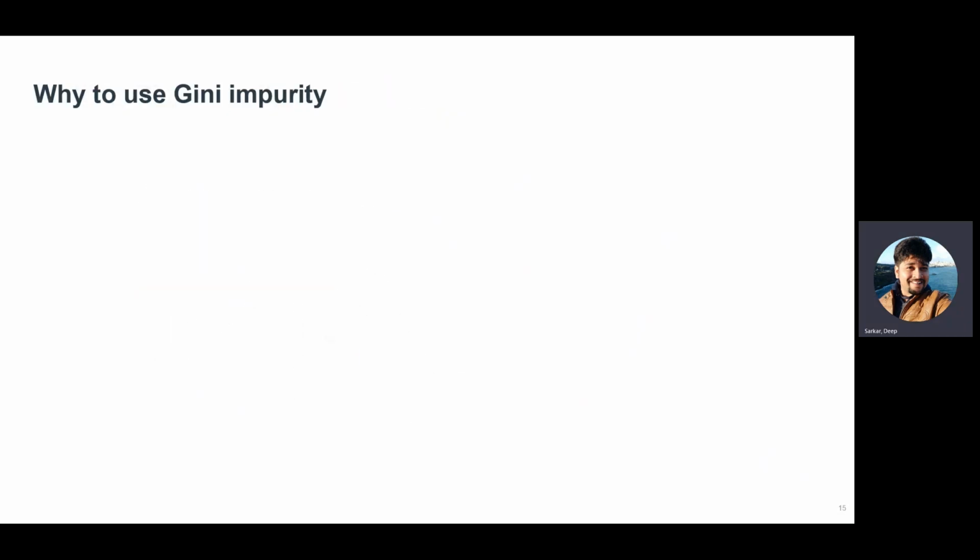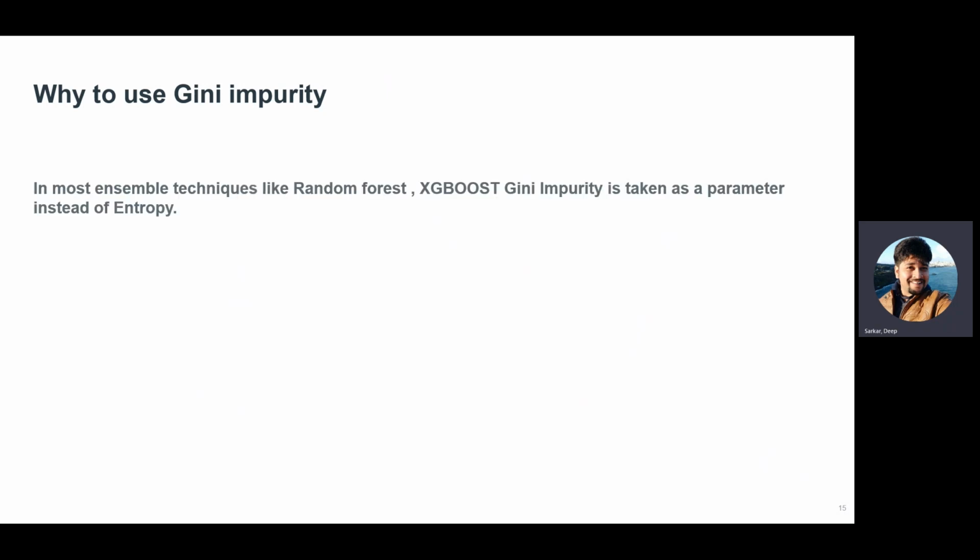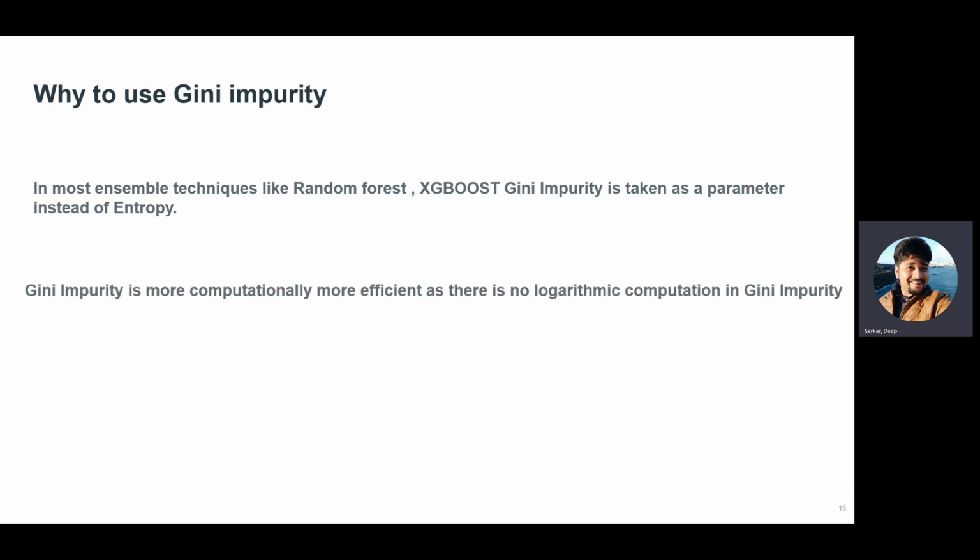So the question is, why use Gini impurity then? What is the basic use? If you see most of the ensemble techniques, like random forest or XGBoost machine learning algorithms, Gini impurity is always taken as a parameter instead of entropy, and there's a reason behind it. Gini impurity is computationally more efficient, as there is no logarithmic calculation in case of Gini impurity.